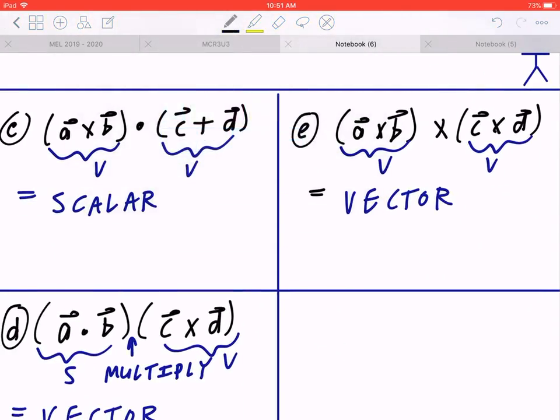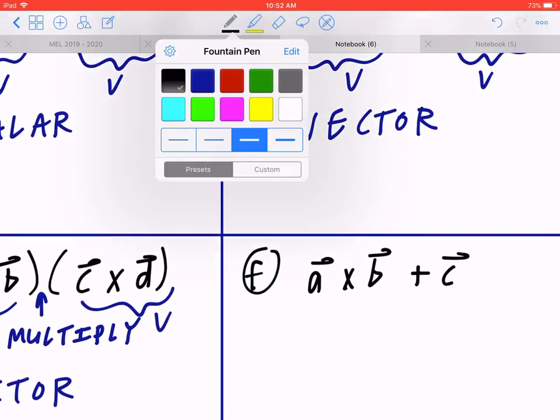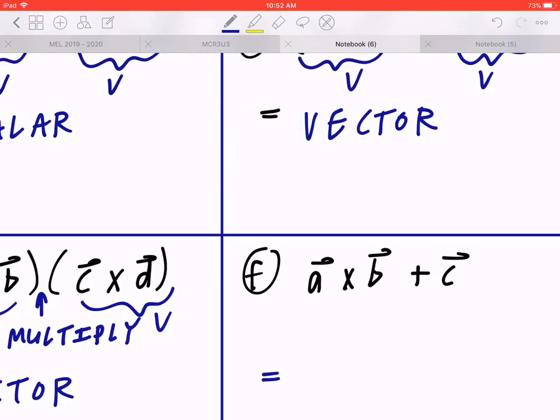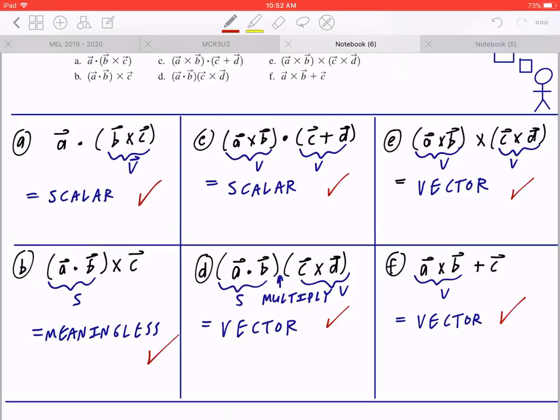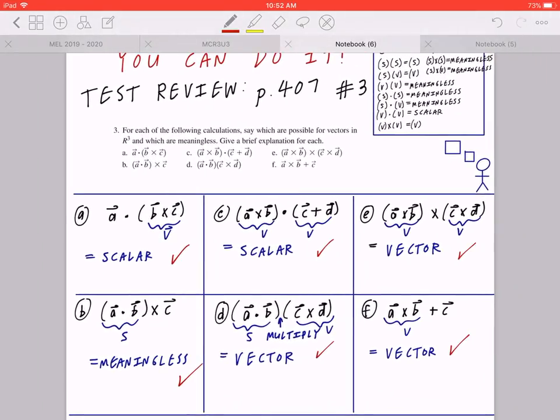Last but not least, if you look at part F, you're taking A cross B plus C. If you go through this from left to right, the first step is the cross product of two vectors, which will give you a vector, and a vector plus another vector will give you a vector outcome. So again, it's going to be meaningful, and it's going to be a vector. I hope this makes sense.